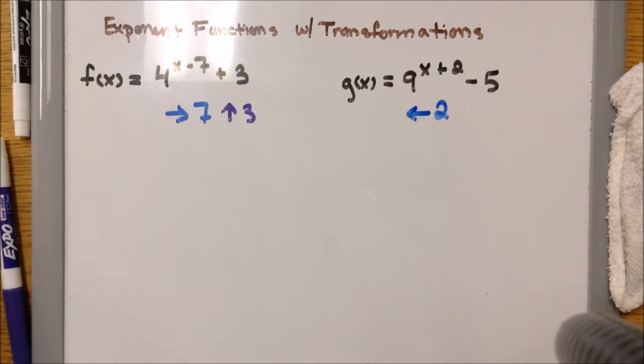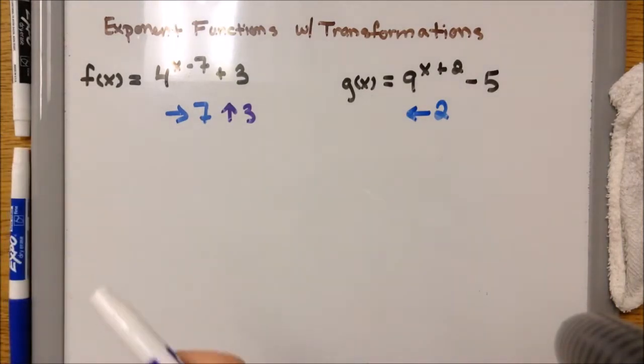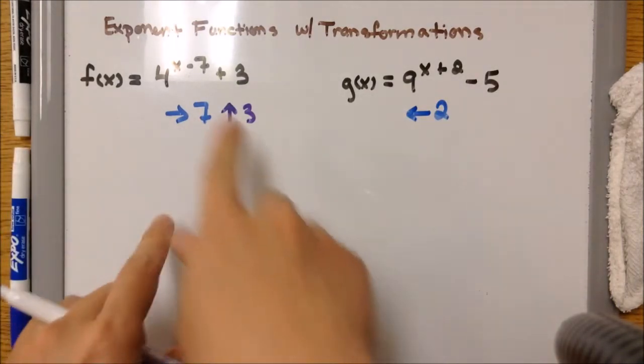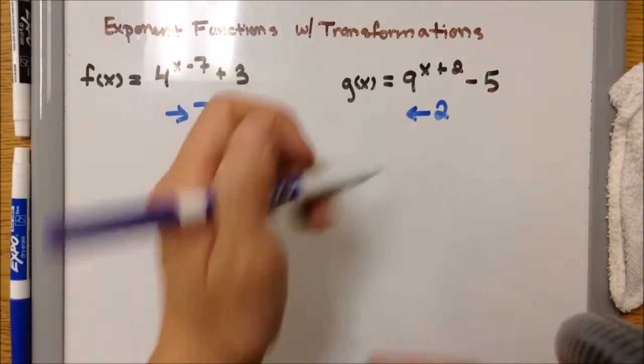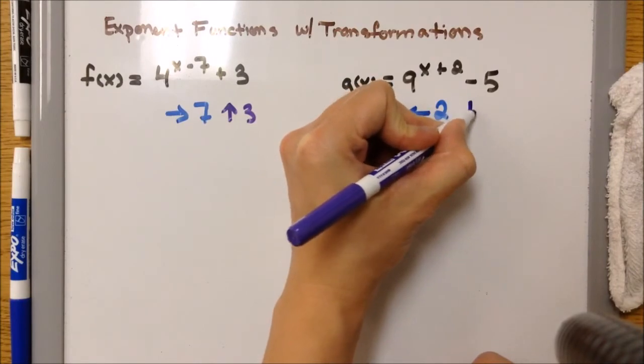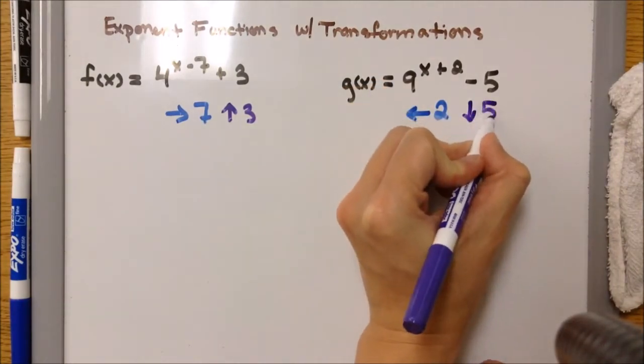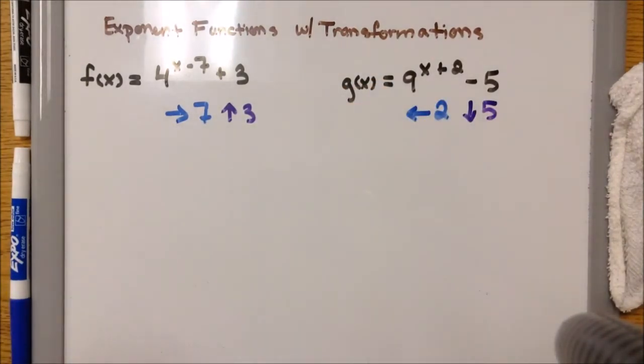Now the minus 5 is after the x, and it's opposite to the first example. So plus 3 was up 3. Since it's minus 5, it's going to go down 5 units. So those are the two transformations for the second example.